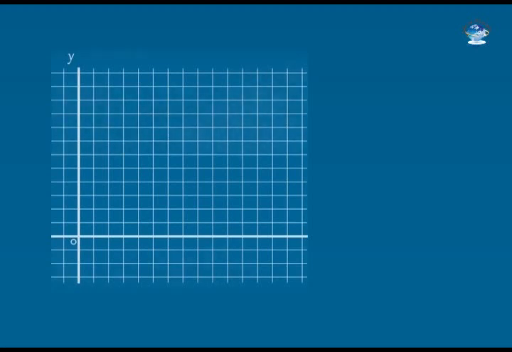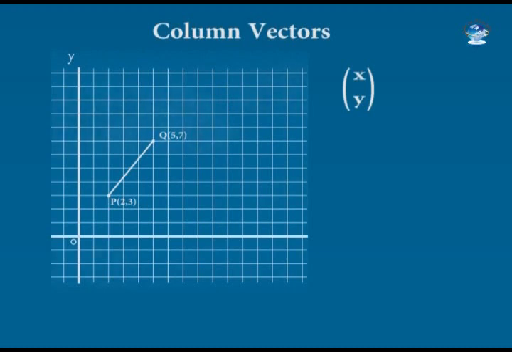Next, column vectors in 2 and 3 dimensions. Now, vectors written in this form (x, y) are called column vectors, where x is the horizontal displacement and y is the vertical displacement from a given point. For example, in the Cartesian plane, the column vector PQ, where point P is (2, 3) and Q is (5, 7), is given by PQ equals OQ minus OP, that is (5, 7) minus (2, 3), and that gives us (3, 4). Therefore, the components of the column vector PQ are 3 units along the x-axis and 4 units parallel to the y-axis.